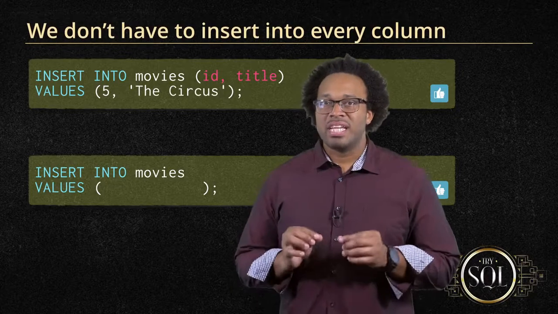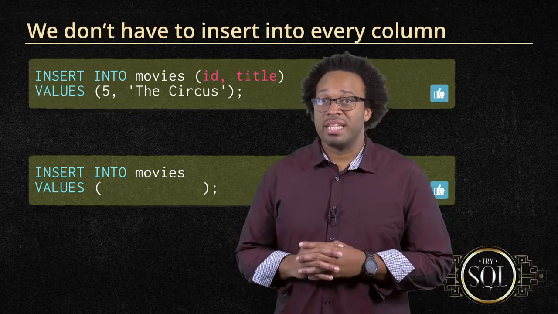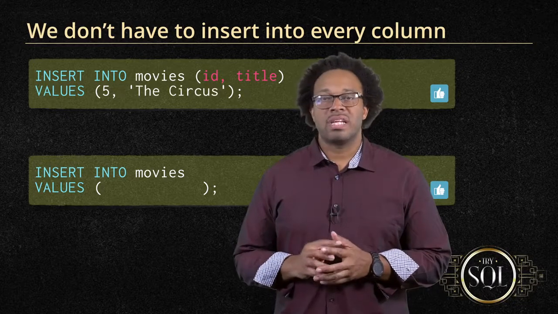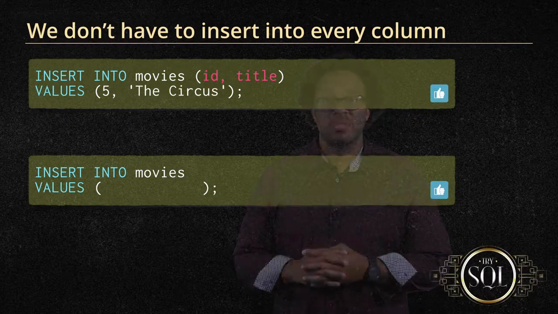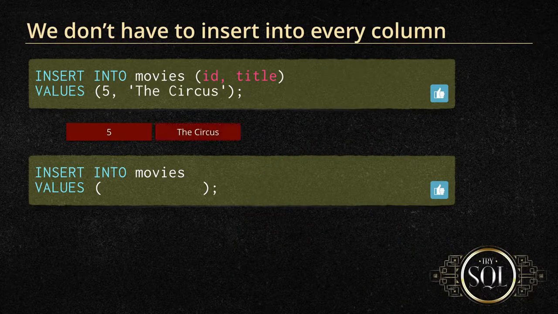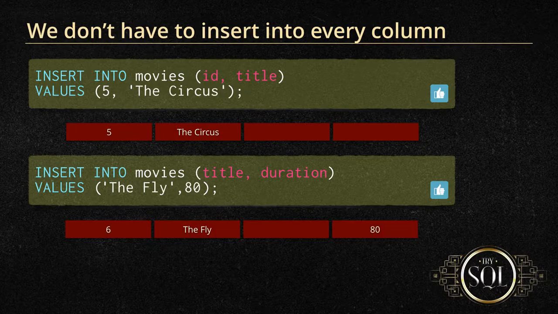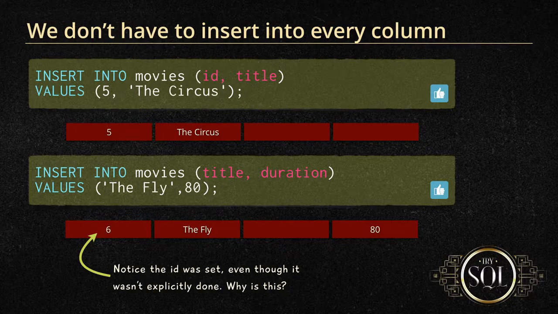Now, do we actually have to add data to every column to add data to the table? Not at all. In fact, here are a couple examples to show you how to accomplish this with SQL. We could add a row which only has an ID and a title. You can see this fills in only an ID and a title for that new record. Or we could simply add a row that includes the title and the duration alone. Something important to check out here. Did you catch how the ID was set even though we didn't set it? Why did this happen? Let's take a look.